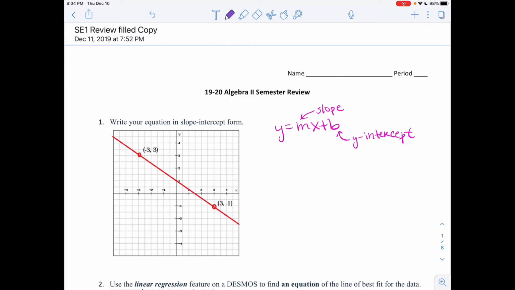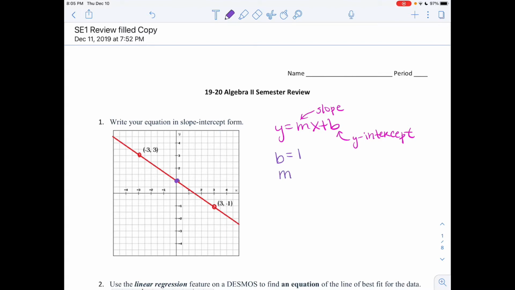It asks us to write an equation in slope-intercept form. And slope-intercept form is y equals mx plus b, where m is our slope and b is the y-intercept. So looking at my graph, I can see that my y-intercept is at 1. So that means that my b value is equal to 1.